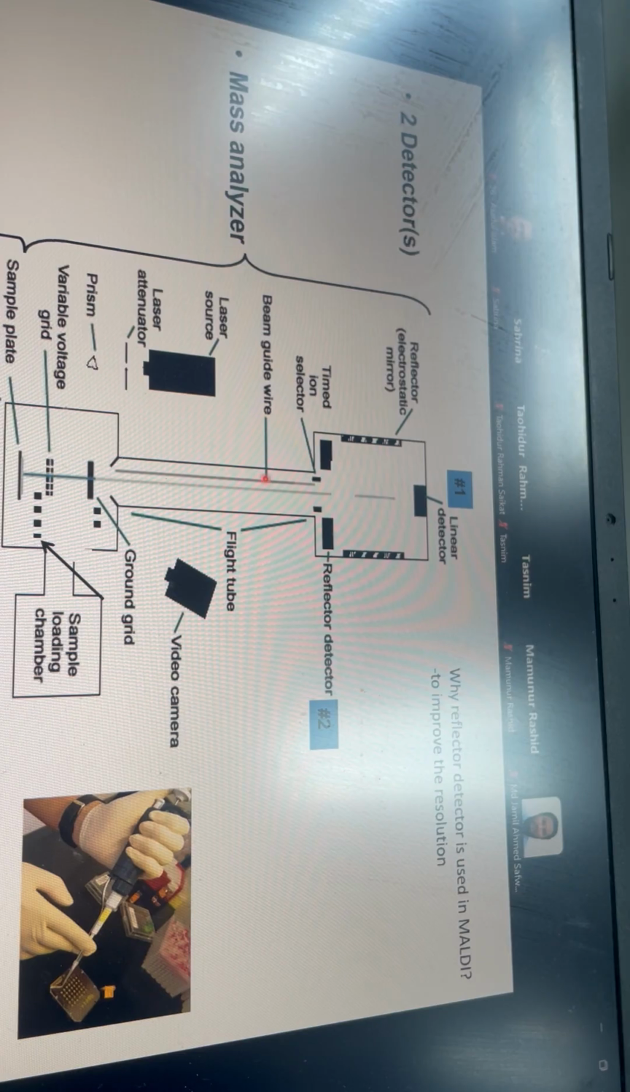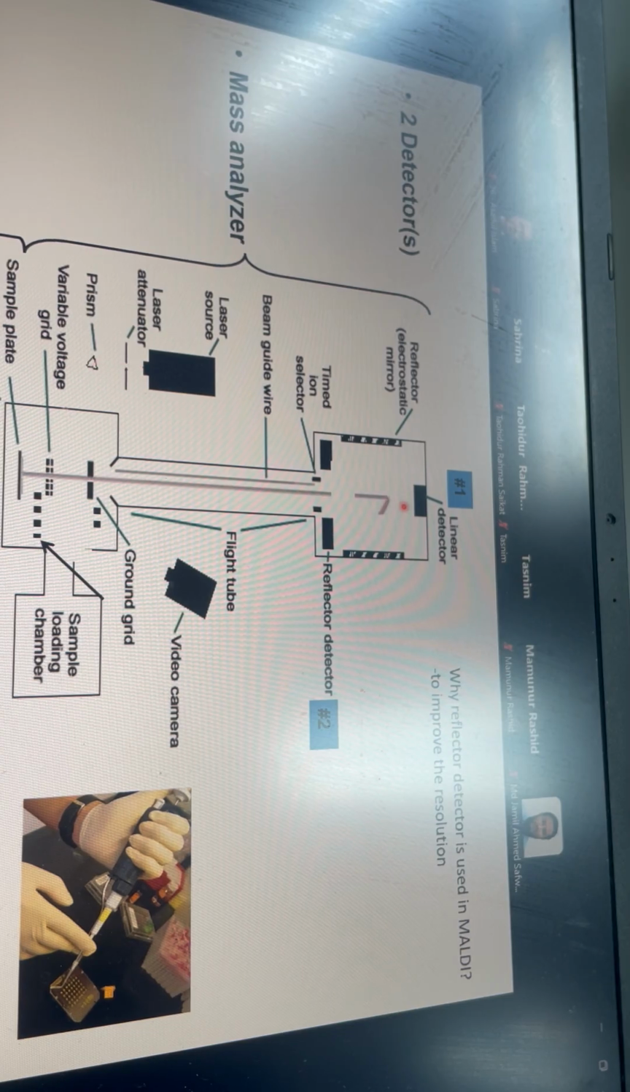You can use your detector linearly, but you can also use a reflector detector. Reflector means that, because you are generating positive charge, if you apply positive charge here, then the positive ions coming from your source will be repelled, and that way you can redirect them, reflect them to another detector. We do this because then we can get a high resolution mass spectrum, because if you use the linear detector, it's very direct.